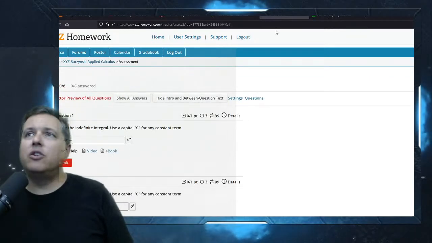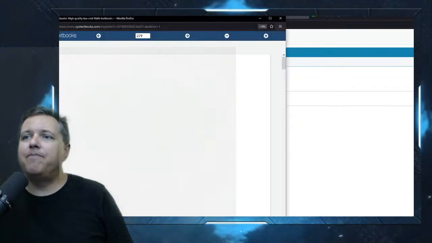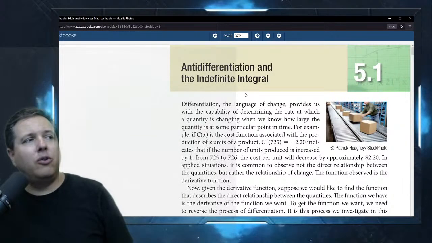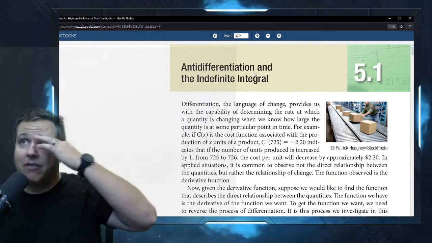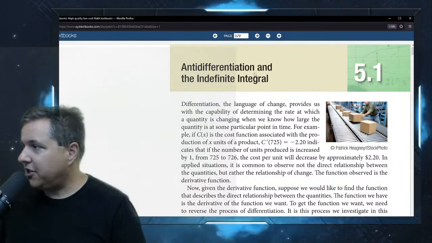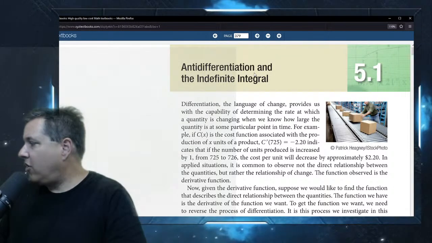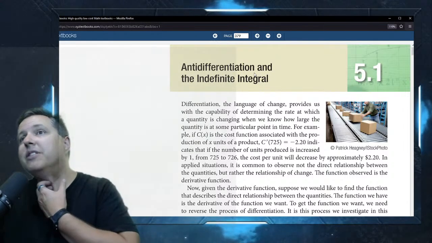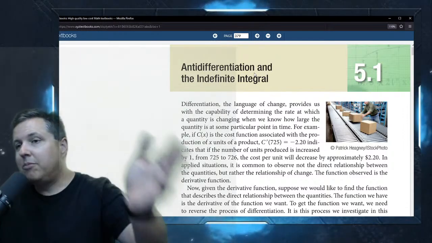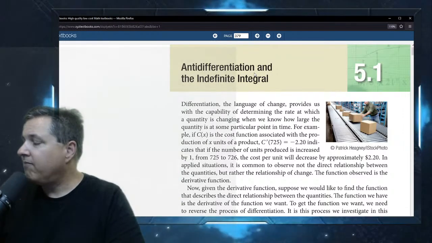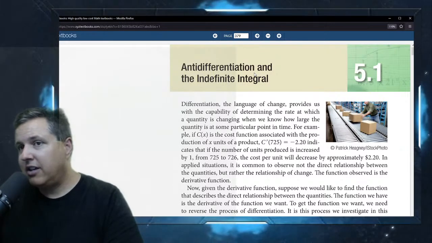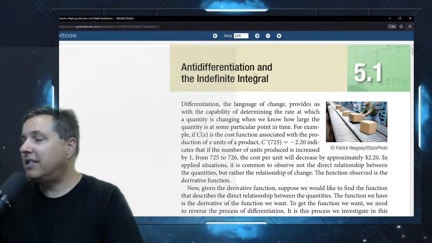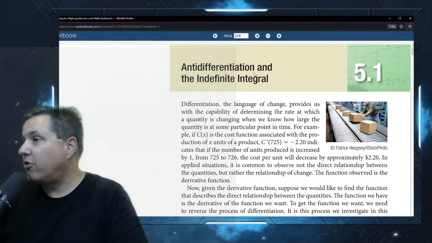So there's a new symbol. Let me go ahead and open the ebook. Notice that this section, 5.1, is called anti-differentiation. You learned a thing called differentiation. That's what we've been talking about so far in the course. We started with limits, but then we used limits to talk about derivatives, and we've been talking about differentiation. Differentiation means you're taking the derivative. What we're going to start doing is basically doing it backwards. We're going to go the other direction.